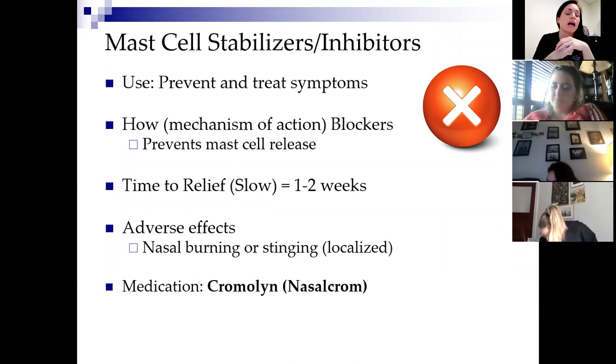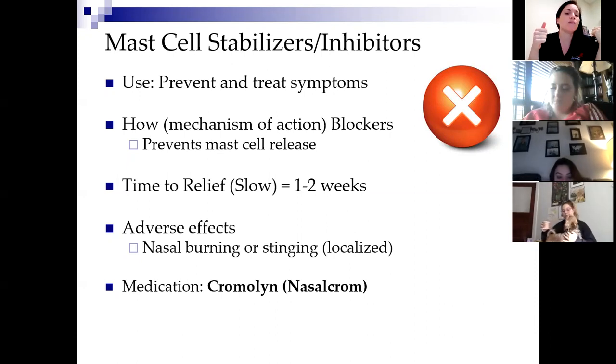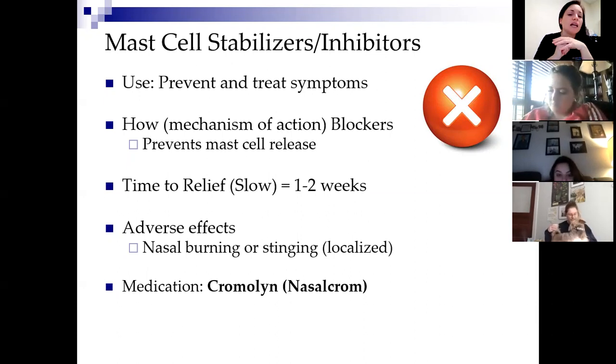So the time for relief from symptoms is slow, one to two weeks. So for allergies, like if you have seasonal allergies and you have them for a couple months, or six weeks or something like that, then this is probably fine. But if you're dealing with something that's just happening over a weekend or something, you obviously wouldn't choose this medication. Adverse effects are nasal burning and stinging, and the medication is nasal crom.